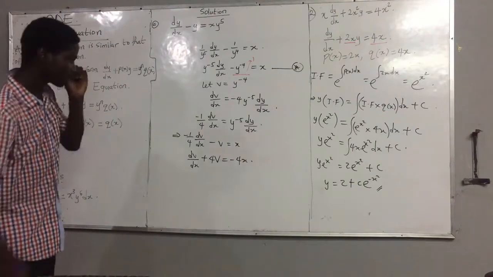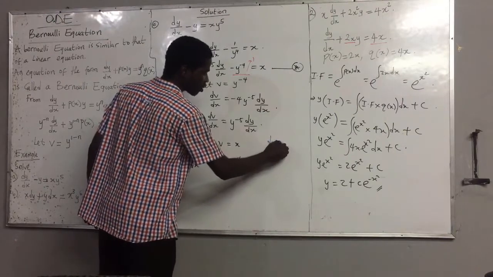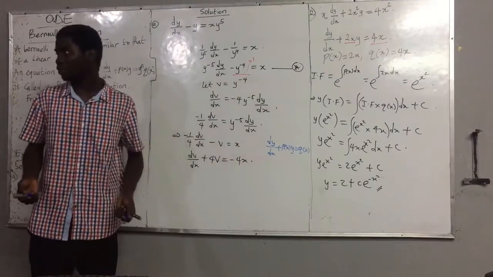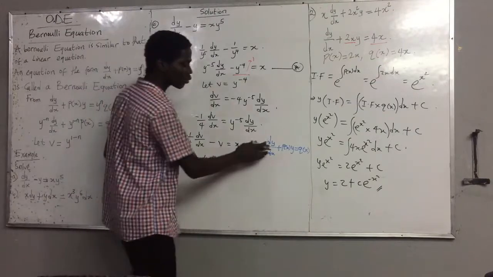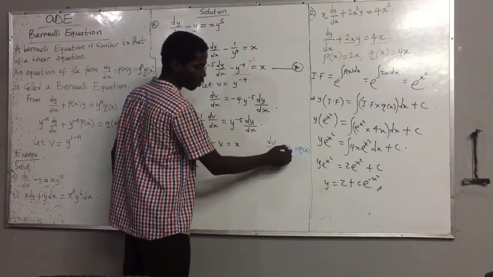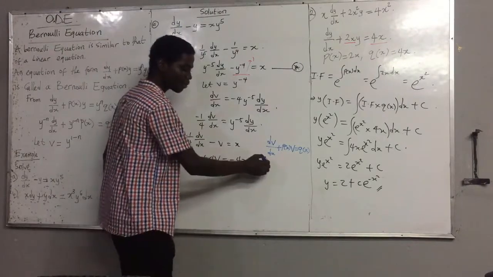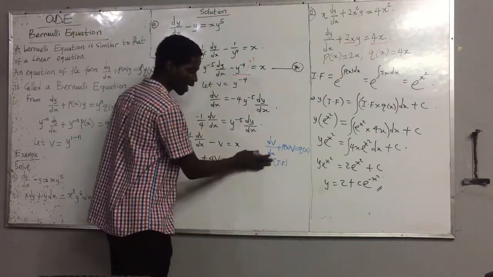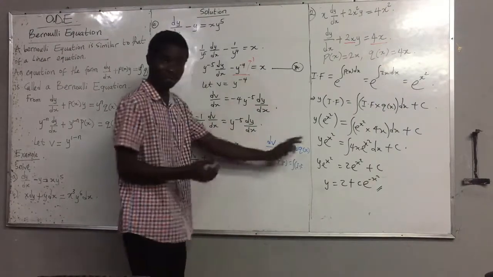Now what do you notice? If you remember, dy ds plus p of s y equals q of s. This is a linear equation, isn't it? But now if I change this y to v, it's still a linear equation. Do you understand? And the solution of a differential equation like this is y times the integrating factor equals the integral of the integrating factor times q of s. You know it, right?